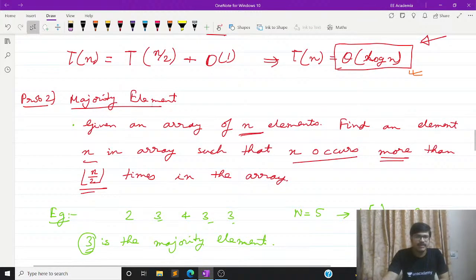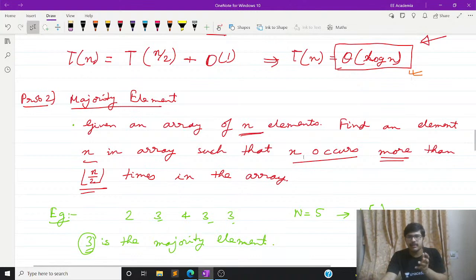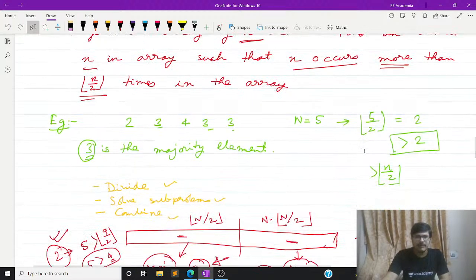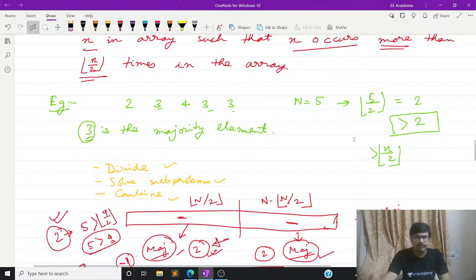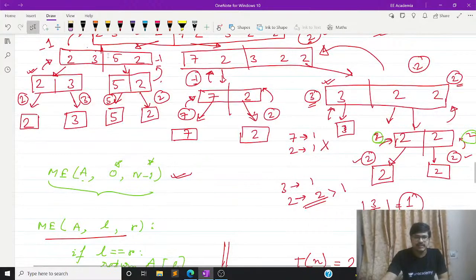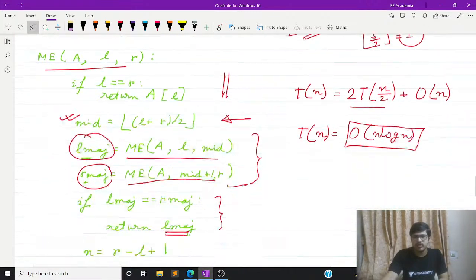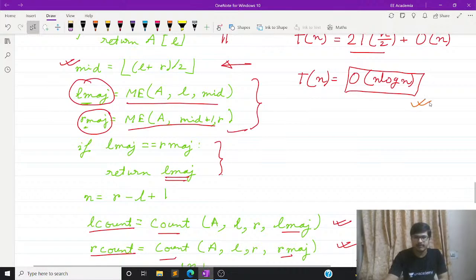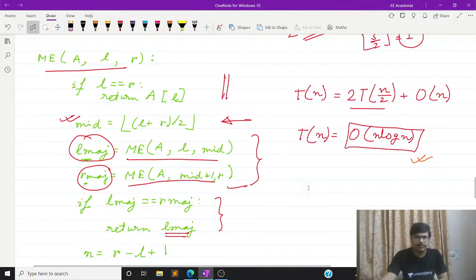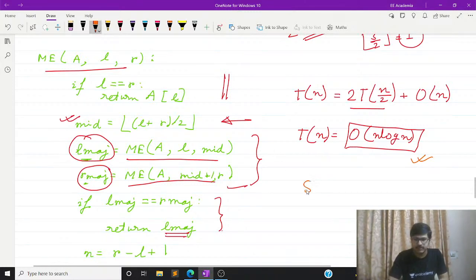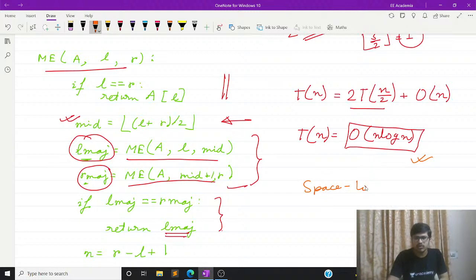Next we looked at the majority element problem. The brute force would be O(n squared), comparing every element with every other to get the frequency. Or maybe hashing can bring it down to O(n), but the space would be O(n) again. But using the divide and conquer algorithm which you saw, we brought the time down to O(n log n), and space was just O(log n) because of the recursion stack.